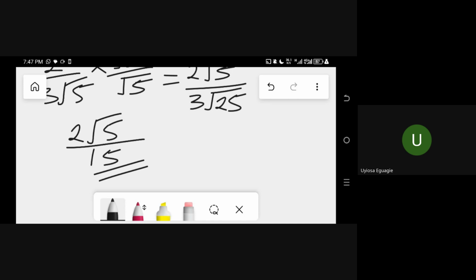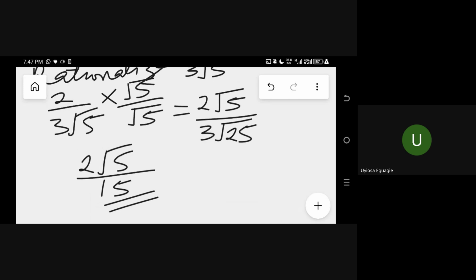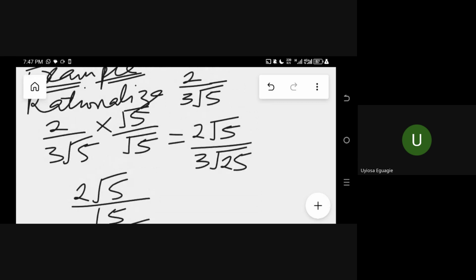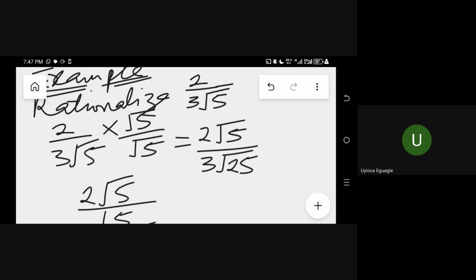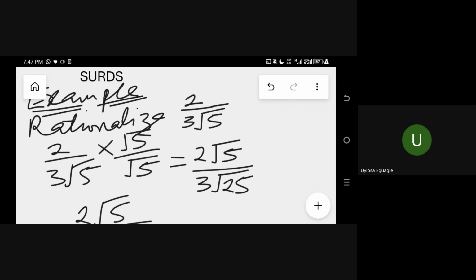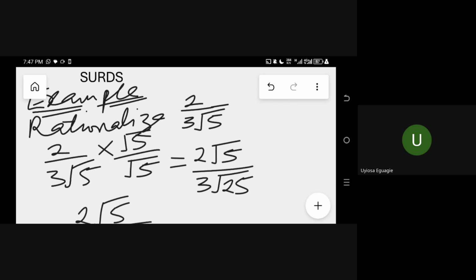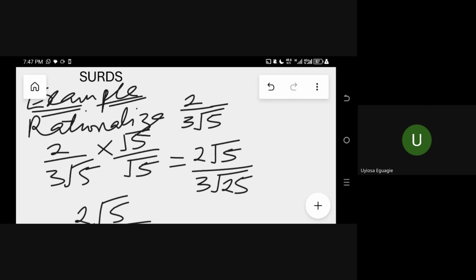So this is when you say you have rationalized the actual question. That is, you have made the actual question make sense. It wasn't making sense while it was still 2 over 3 root 5, because it is improper for a root to be at the denominator. Making the question make sense, making it proper, is the rationalizing there.